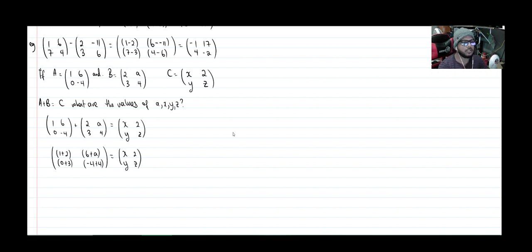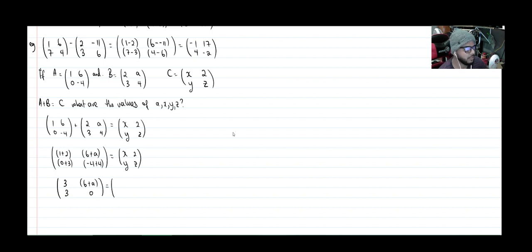Now if you realize, on the left hand side, I do have a 2 by 2 matrix. My first entry is 3. My second entry will be 6 plus a, that is a number. My third entry is 3, and my last entry is 0.